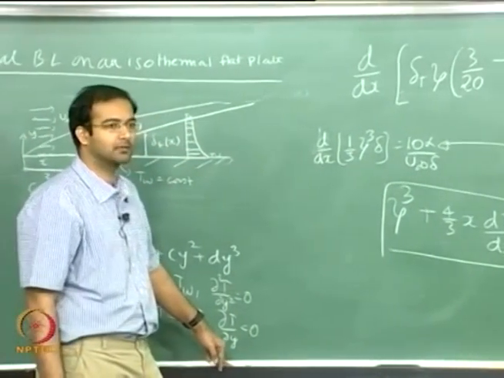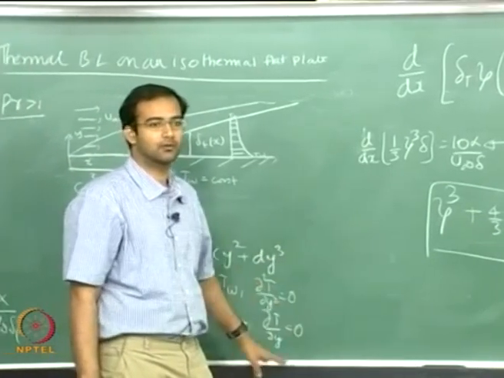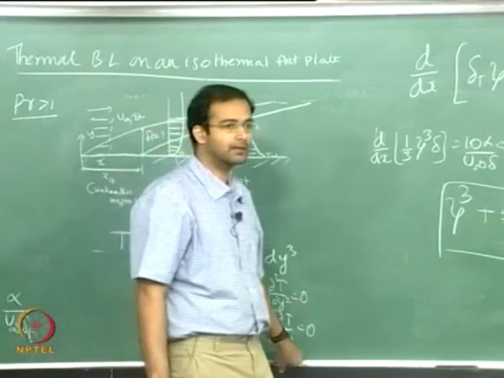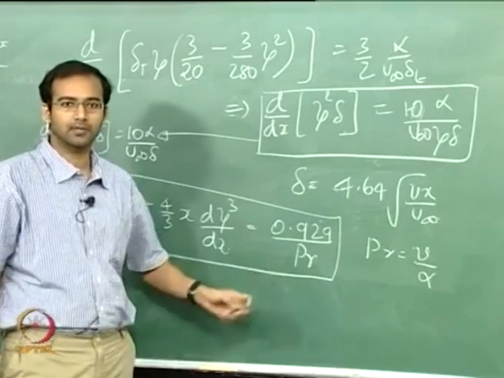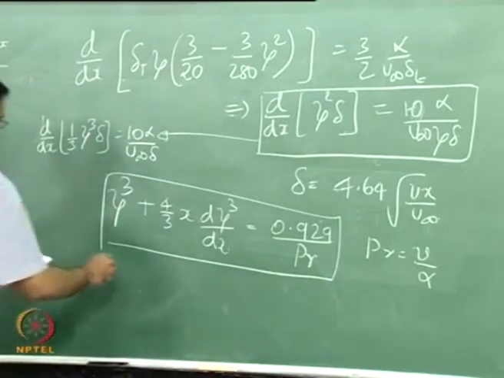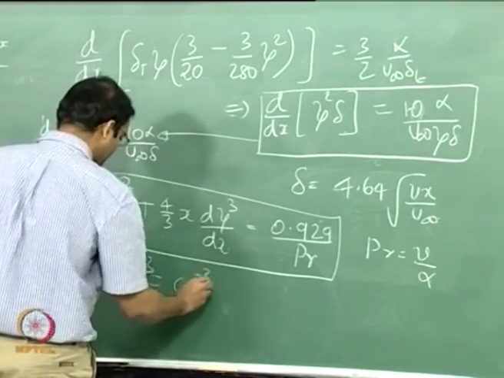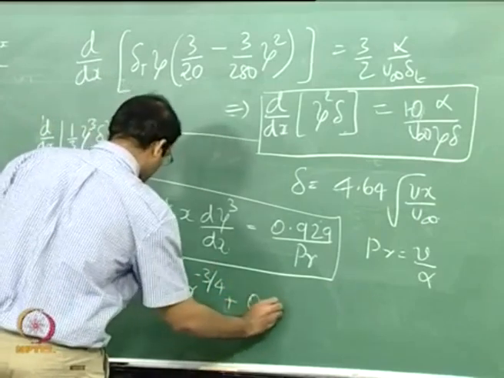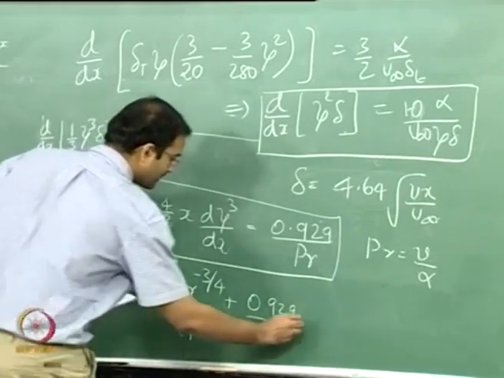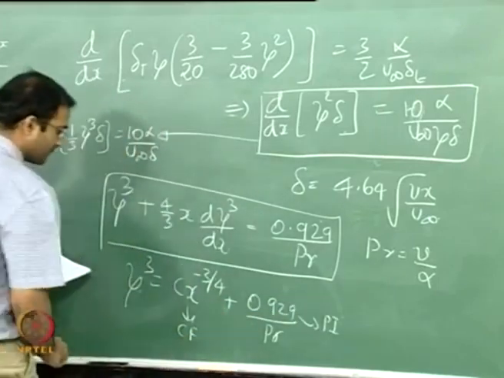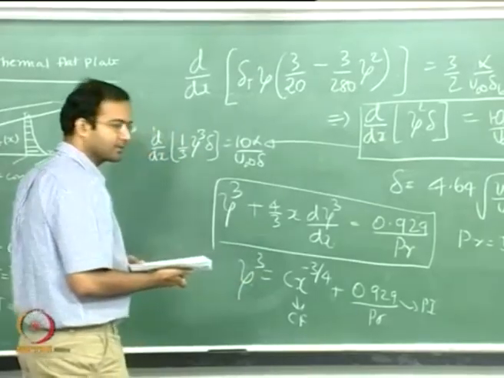This is a non-homogeneous ODE, so you can find two solutions. One is your complementary function, which is the solution to your homogeneous ODE, and a particular integral, assuming that some particular solution exists. You substitute, so you will get those two solutions which you can add, and that solution will finally be zeta cube equals C x power minus 3 by 4 plus 0.929 by Pr, where C is some constant. So this is your complementary function, and this will be your particular integral. So this is your solution for zeta, okay.